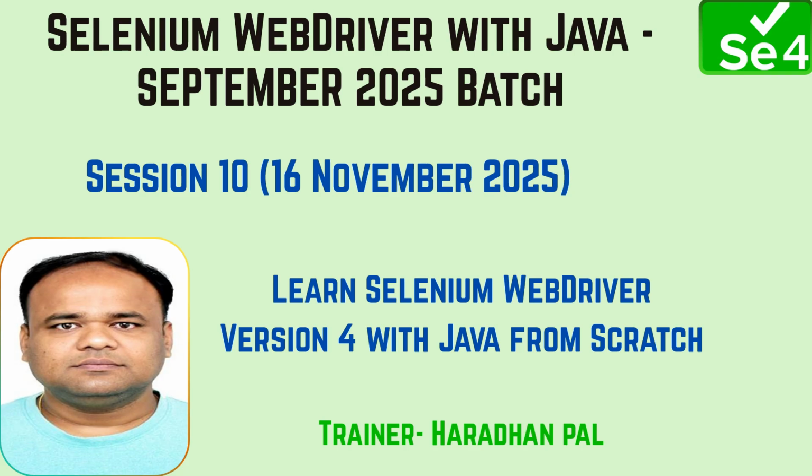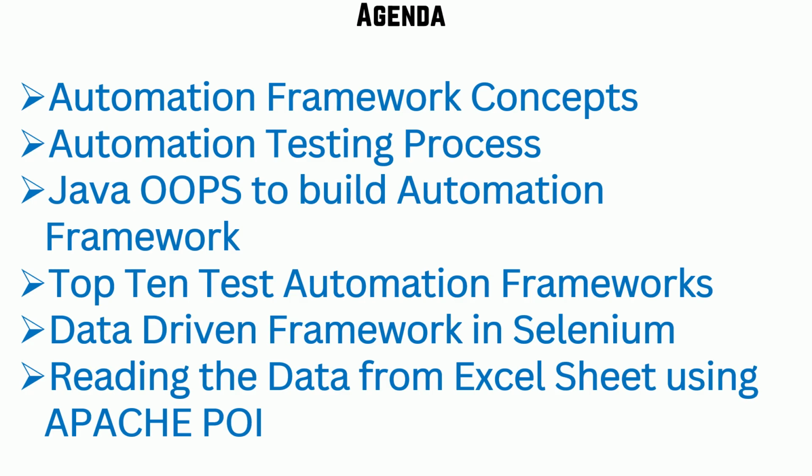In today's session, I will start with the framework part. First, I will cover what is an automation testing framework, what are the automation testing processes, and how the Java OOPs concepts you actually learned in Java can be implemented in a real-time framework, the top 10 test automation frameworks available in the market, and the data-driven framework in Selenium, and how we can read the data from the Excel file with the help of Apache POI.